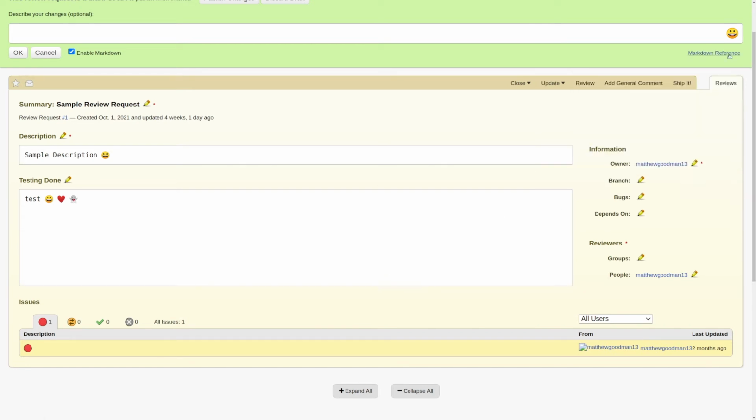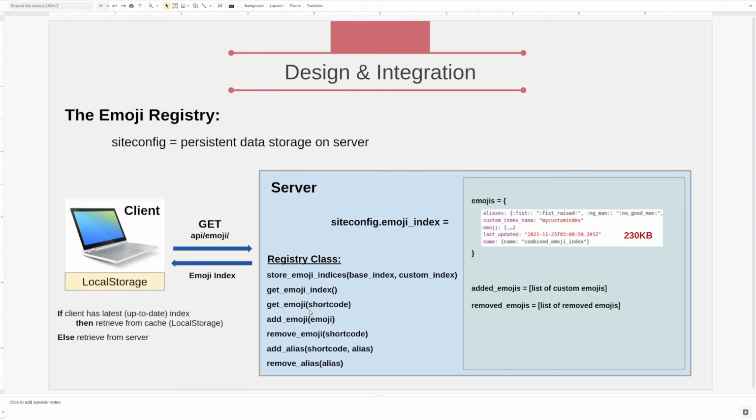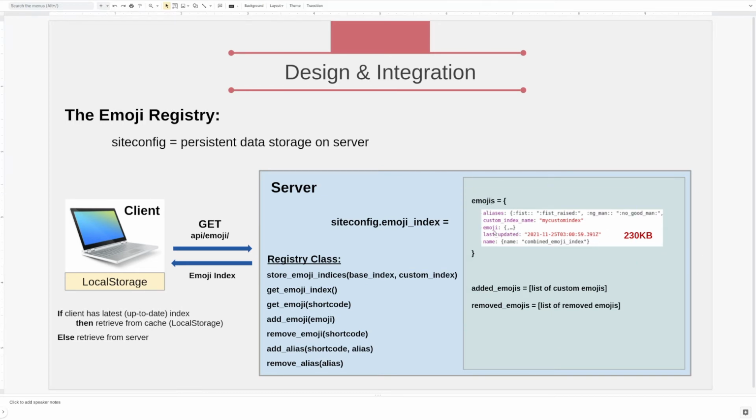If we jump back to the PowerPoint, I will talk a little bit about the design and integration of this project. So let's start with the server. On the server, we store the emoji data in something called site config, which is just persistent data storage for an instance of that site. So this contains emoji data, the emoji list, the aliases, when it was last updated, and other relevant information. And then there's also methods where I can get the emoji index, I can get emojis, add emojis, remove emojis, and add and remove aliases as well.